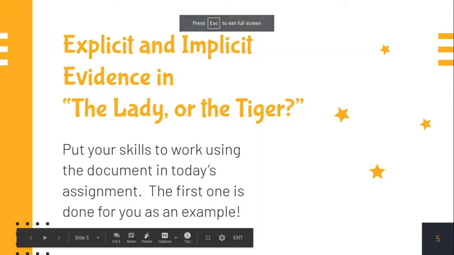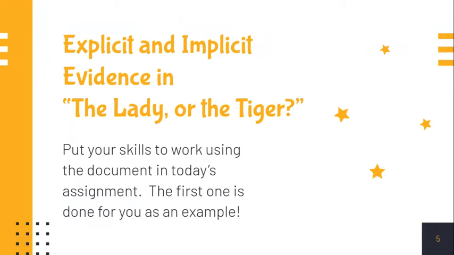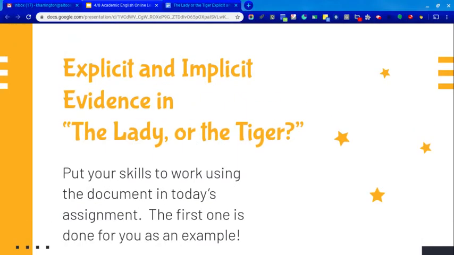Okay, guys, so what are you going to need to do? There is an assignment posted in Classroom for you today entitled Explicit and Implicit Evidence in The Lady or the Tiger. So, as you might guess, you are going to be taking a look at the text and pulling some evidence that might lead you to make an inference. Okay, so let's take a look at exactly what you need to do. You're going to have a link in the assignment to this document.